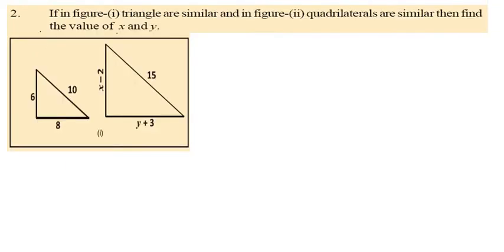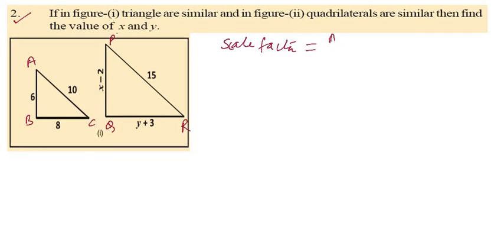Now come to this figure. Figure first triangles are similar and figure second quadrilaterals are similar, then find the value of x and y. First of all, we can find the scale factor. What is the scale factor? You have to see this is A, B and C, and here is P, Q and R. So you can find the scale factor.